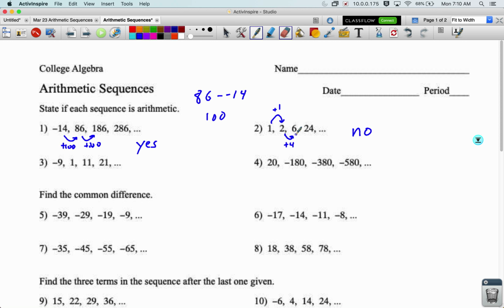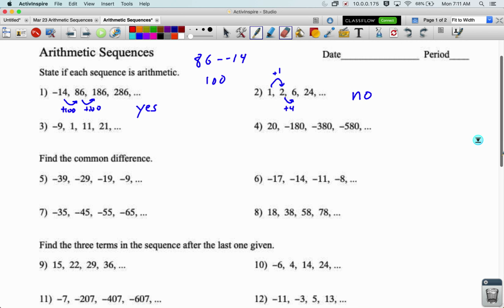And you can check and see if it's geometric. This one is not geometric either. It's just neither. All right, but for right now we're just focused on yes or no for if it's arithmetic. Let's call that good there. You can do the other two.